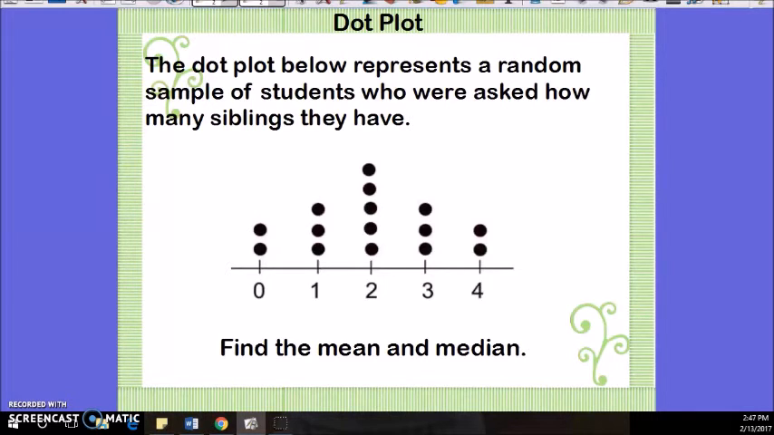How do we read the dot plot? For the first 5, you go that's 1, then that's 2, and on the next one, that's 11, that's 12.